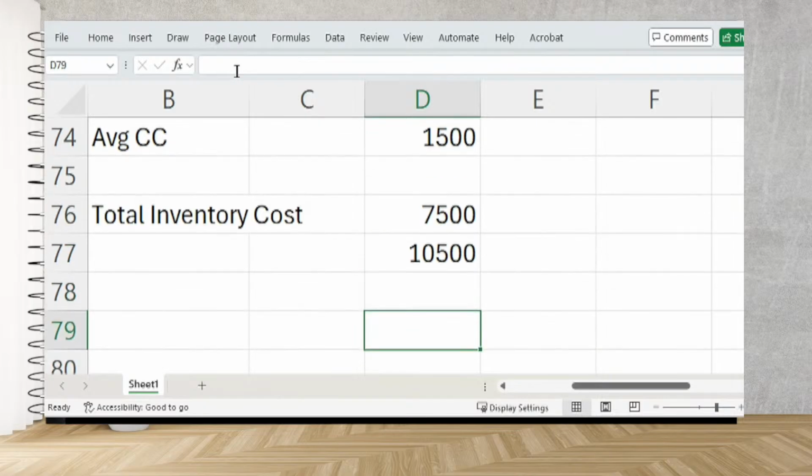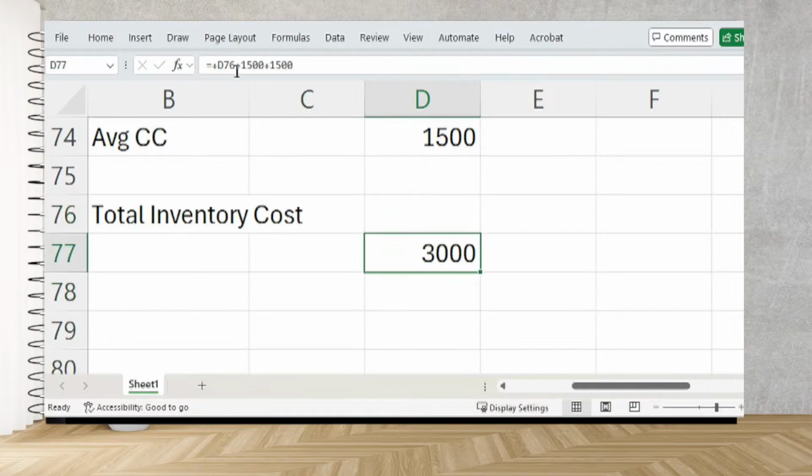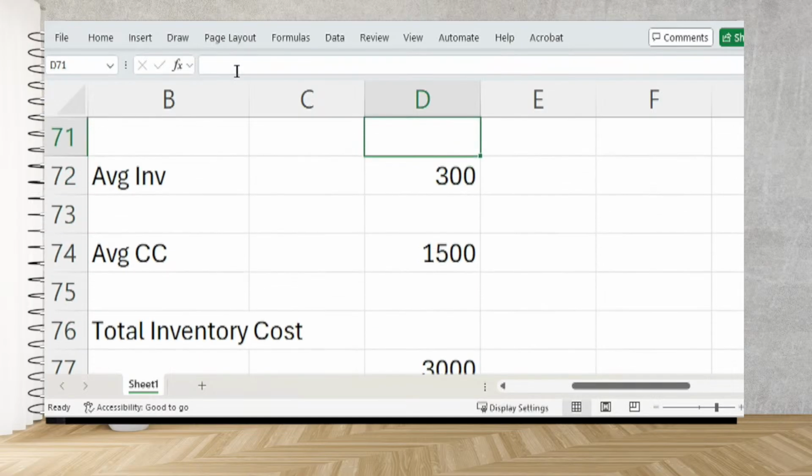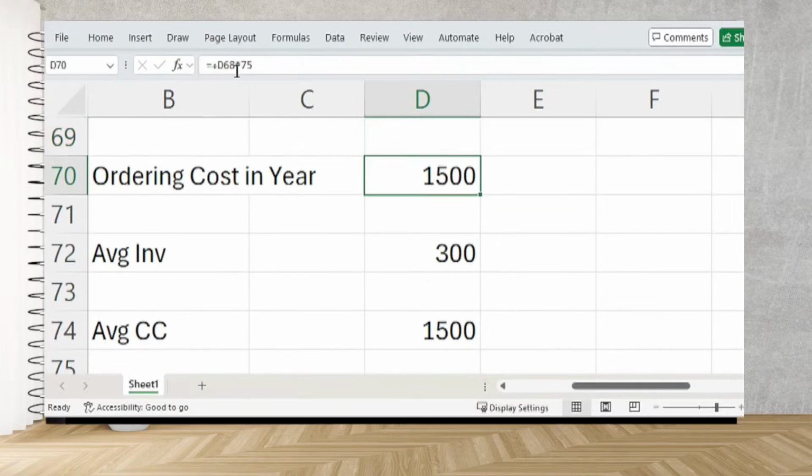Or like you can keep the 300 as well because 3000. Yes, sir, I'm taking 3,000, plus 750 equals 3750. 750 for what? That, sir, annual carrying cost. No, average carrying cost we already calculated 1500 and the average ordering cost in a year is 1500. So it is 3000.